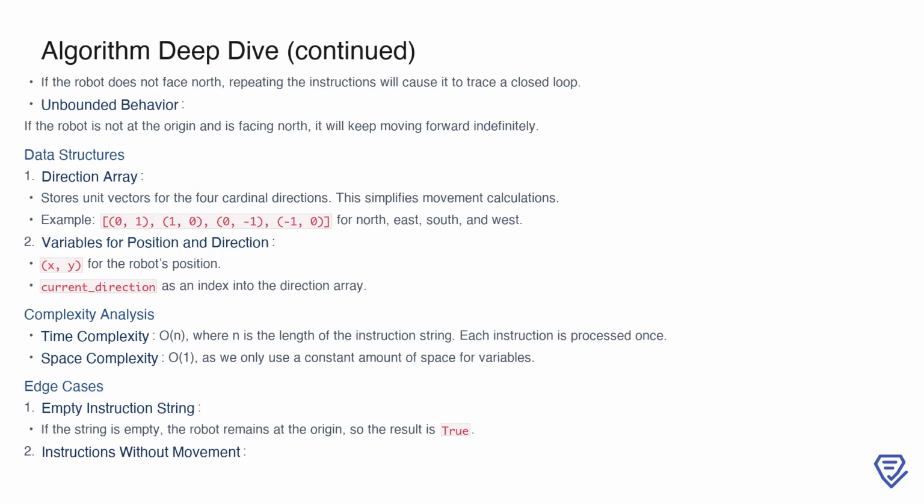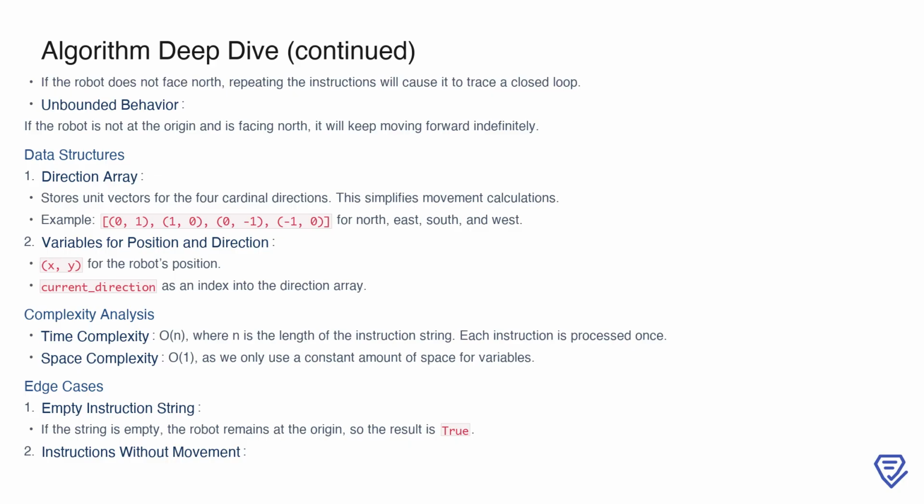The key insight here is the use of modulo arithmetic with the direction index, which simplifies the logic for turns and avoids branching complexity. Additionally, bounded behavior occurs in two scenarios: either the robot returns to the origin or its direction after one cycle ensures a closed loop upon repetition. On the other hand, if the robot is not at the origin and is still facing north, it will continue moving forward without restriction, resulting in unbounded behavior.